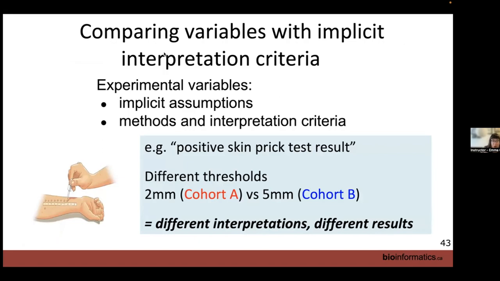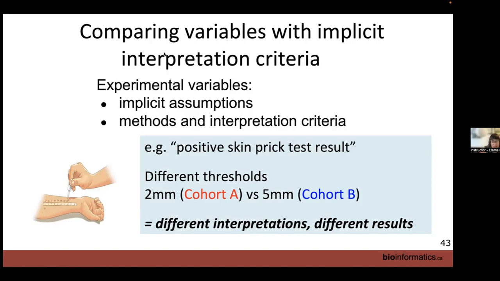You have positive allergy test data from two different labs, and you want to combine them so your sample size is bigger for analysis. Sometimes labs will use the same field name to indicate the same result, but the methods are different, and there can be different implicit criteria used to interpret the data that are not included, and this can create uncertainty and challenges for harmonization.